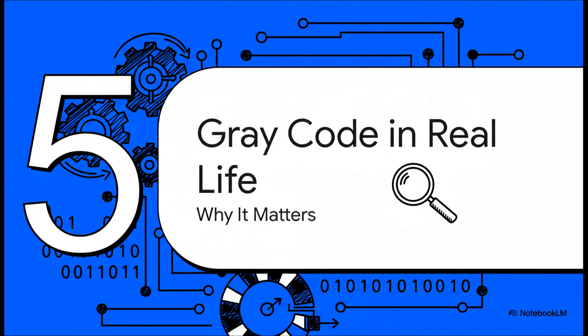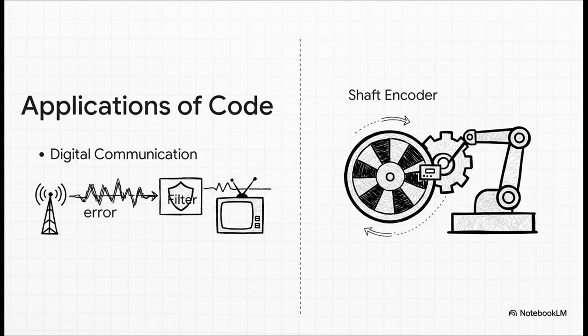So all of this is a very clever mathematical trick. But where is it actually used? Why does it matter in the real world? This is where gray code really goes from just a neat concept to a critical piece of technology. You'll actually find it in digital communication systems like digital cable TV, where it helps cut down on transmission errors. But its most classic application is in something called a shaft encoder. These are sensors that measure the exact position of a rotating shaft, like in robotics or big industrial machines.